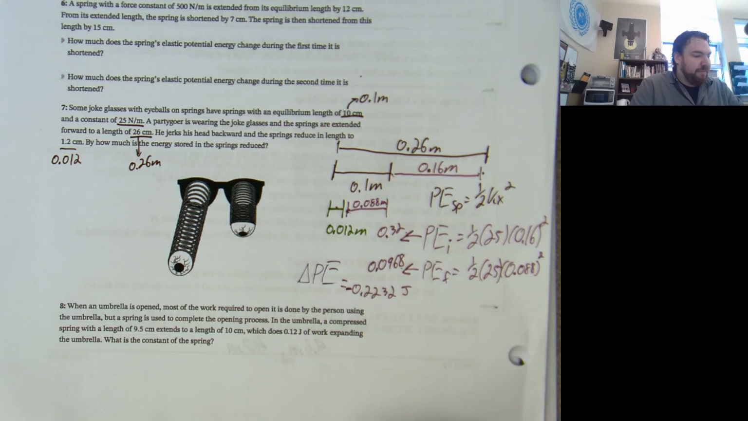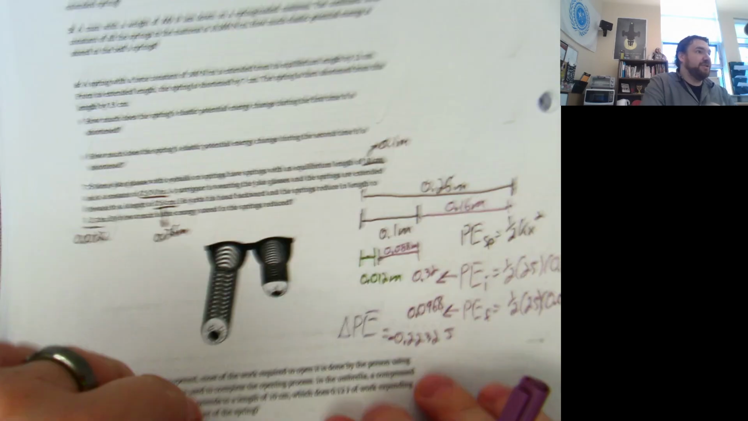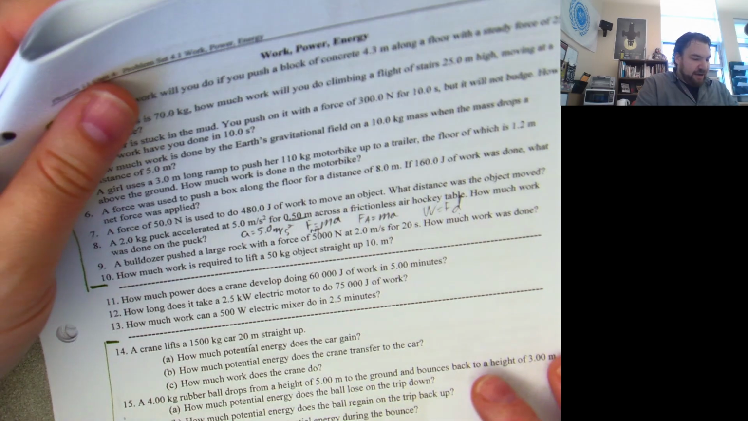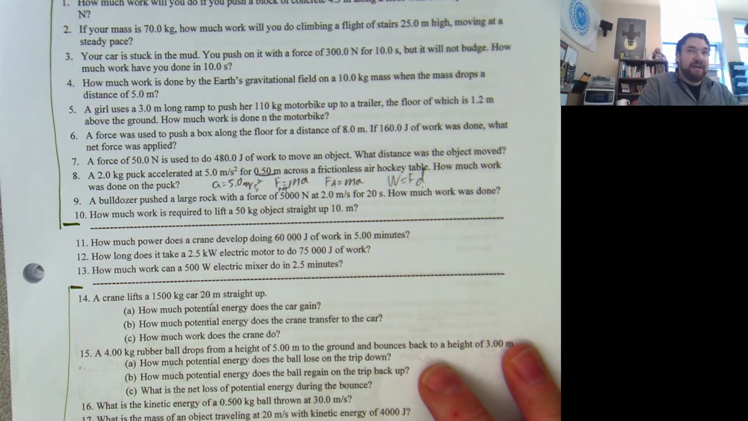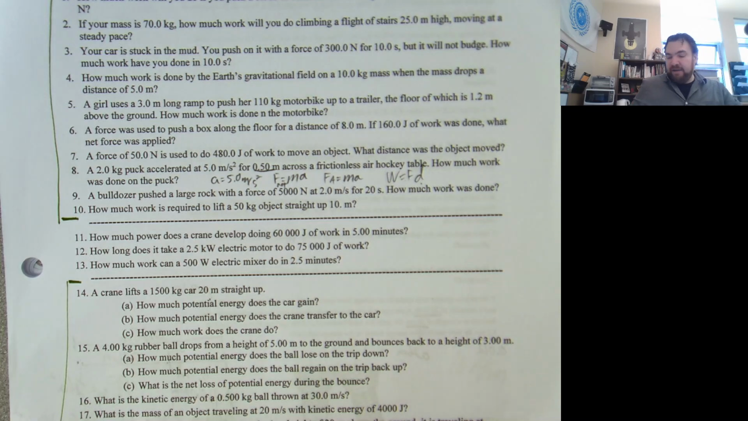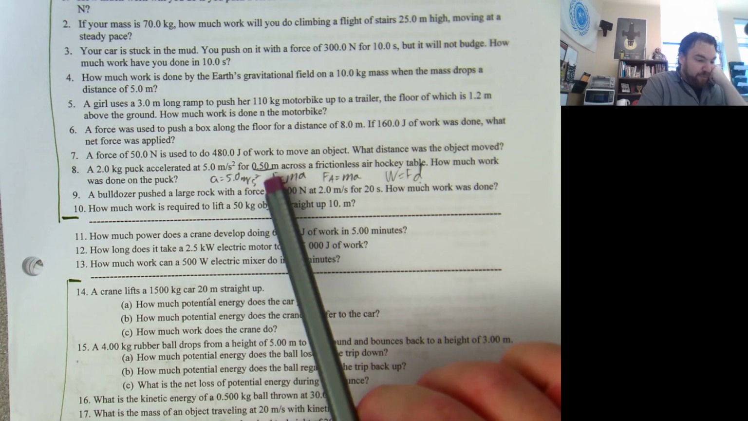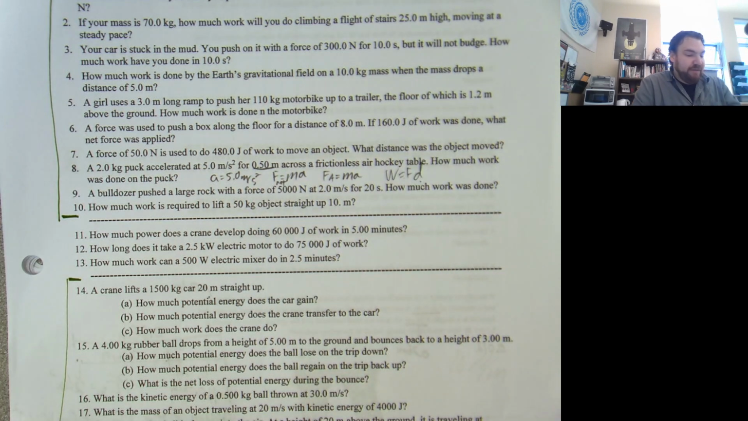Anybody else? Anything from work energy or spring potential energy? Going once. Yes, Alana. On the springs? Previous page. Question 8, the puck. Okay. So you've got a 2 kilogram puck accelerated at 5 meters per second squared for 0.5 meters across a frictionless air hockey table. How much work was done on the puck? So you're looking for work.